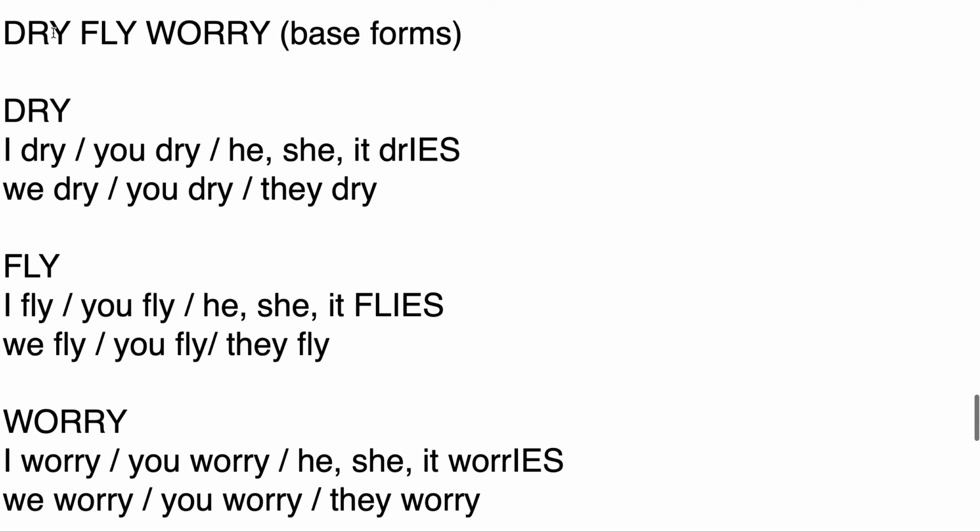So if the verb ends in Y, like dry, fly, and worry, the third person adds an IES, IES, and IES. So I hope this video helped and you are more confident about simple present verbs and conjugations.